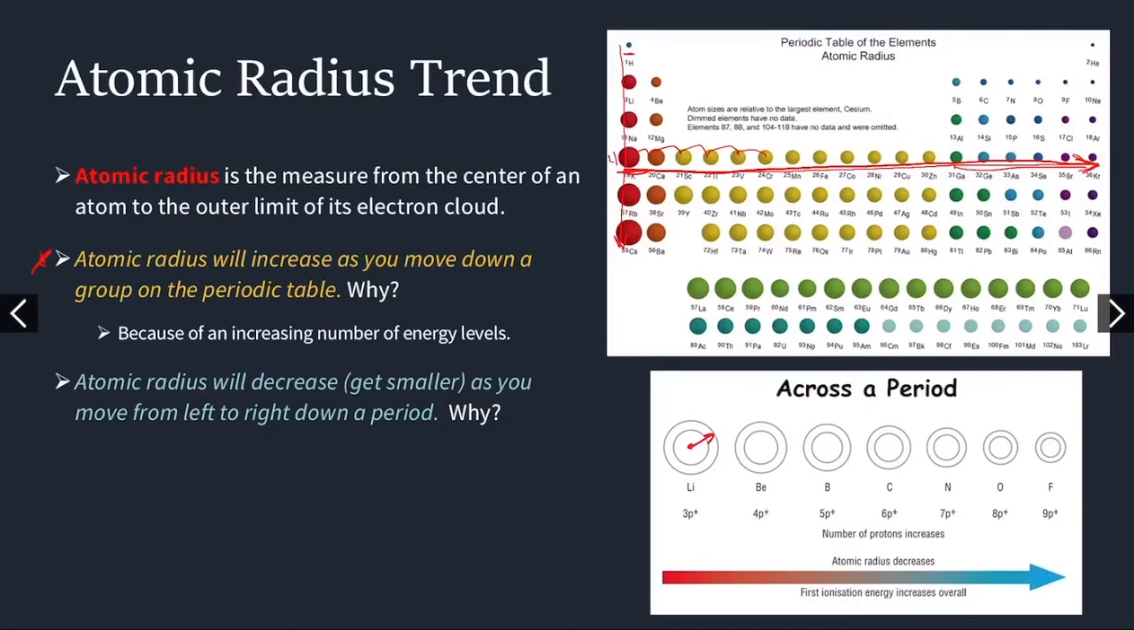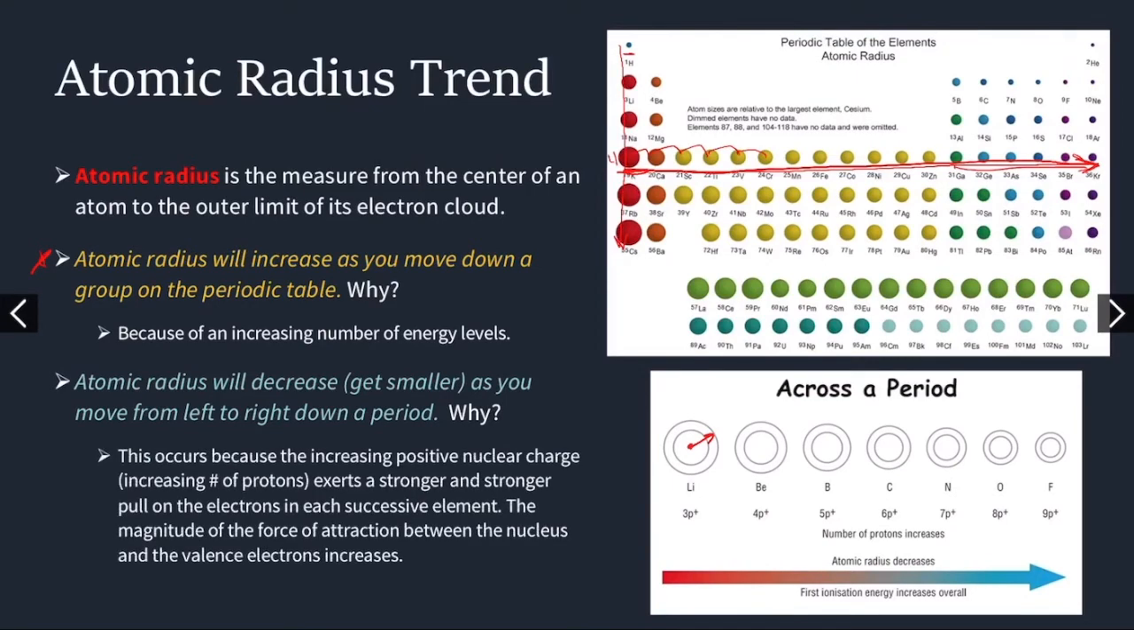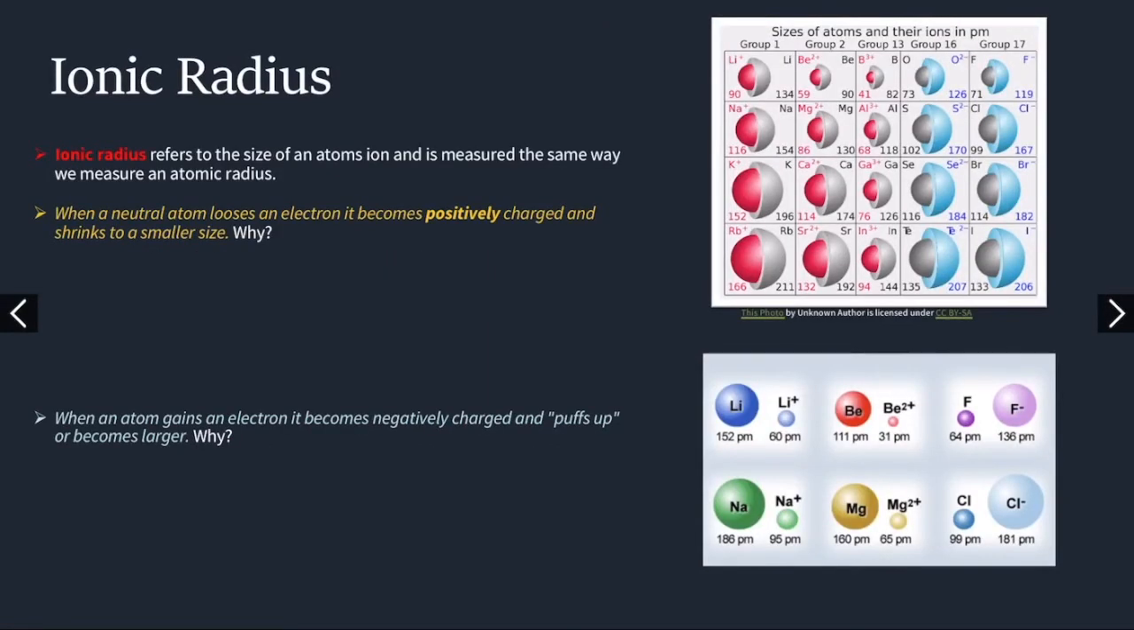And as those charge magnitudes get larger and larger, they become more and more attracted to each other. And so the protons in the nucleus kind of squeeze down on those electrons in that 4th energy level. They're squeezing them all closer and closer and closer as those charge magnitudes increase. All right. So that is atomic radius, and that is why we see the trends across the periodic table that we see for that.